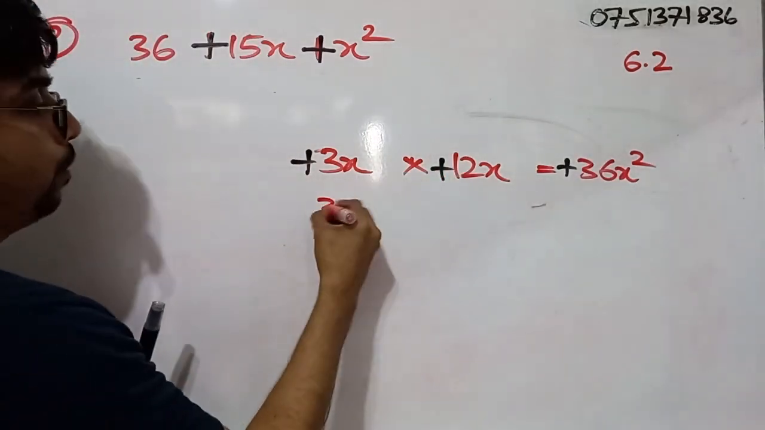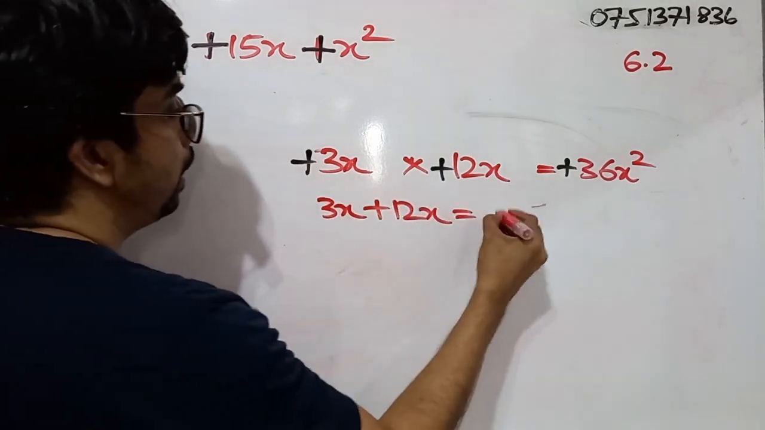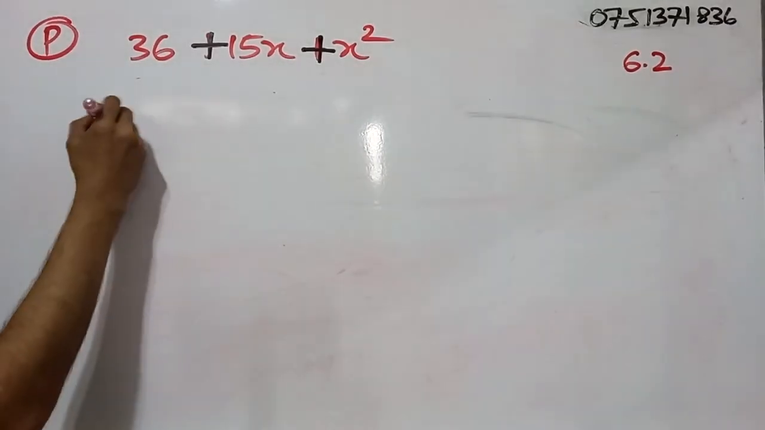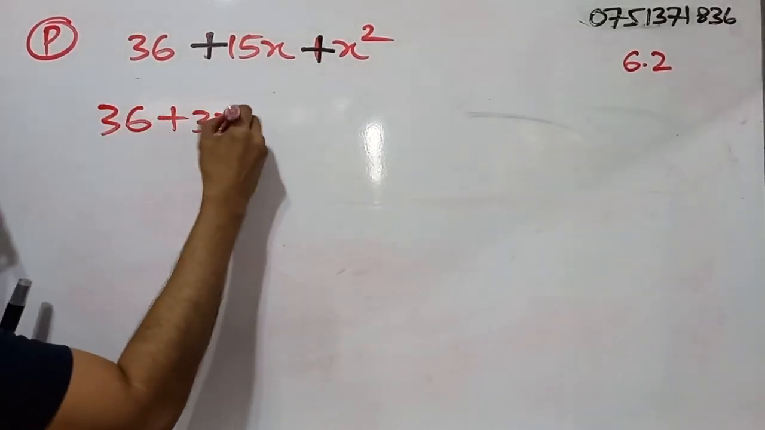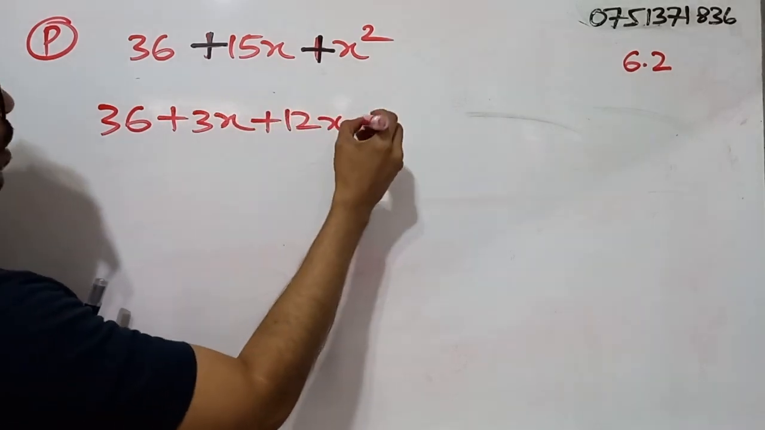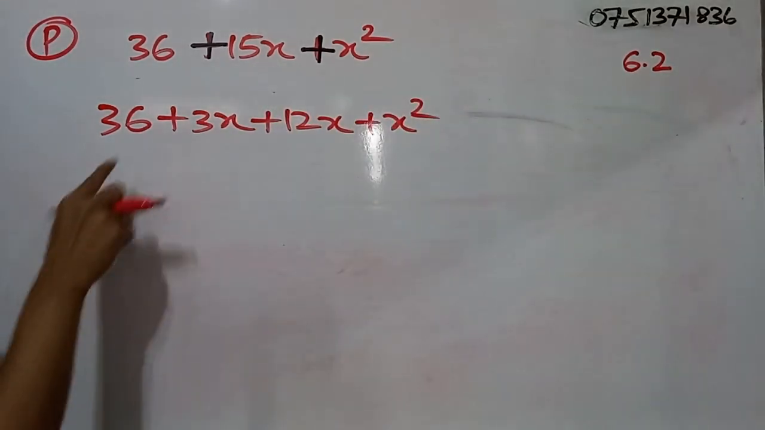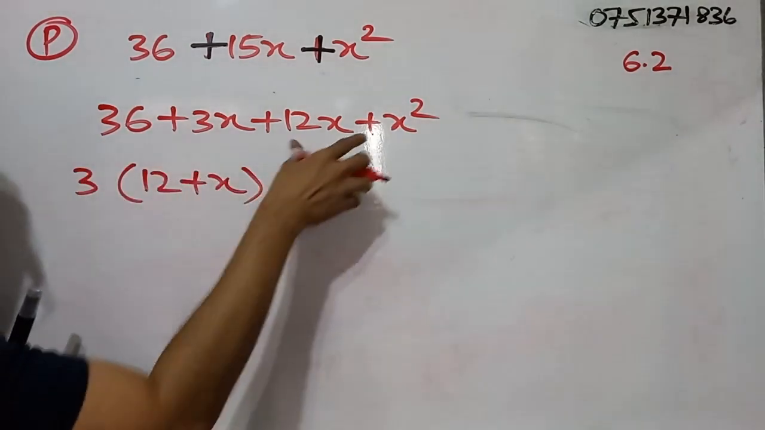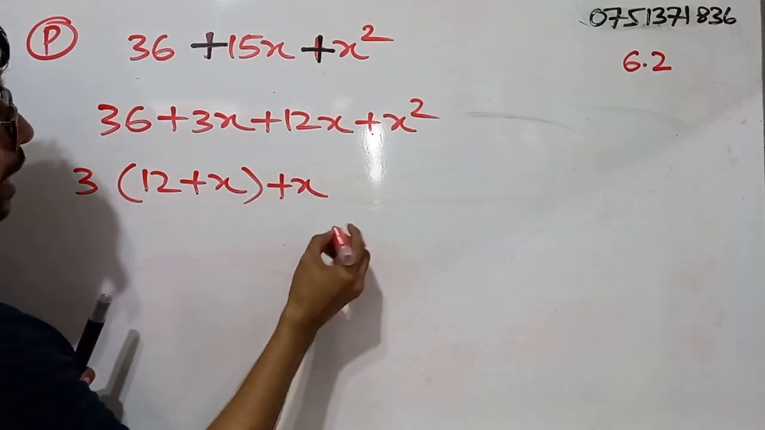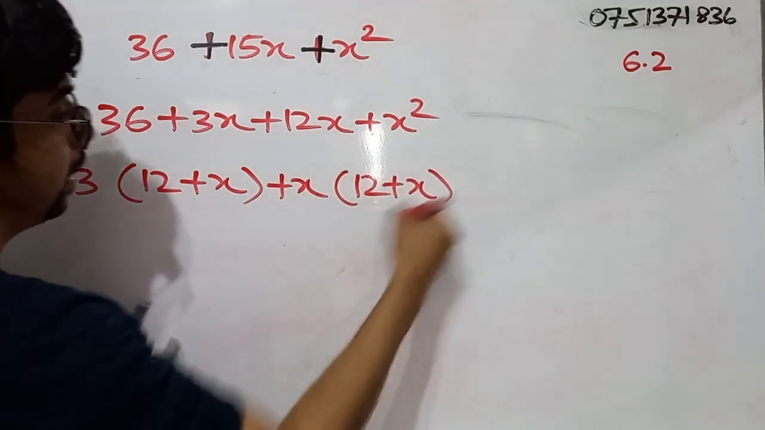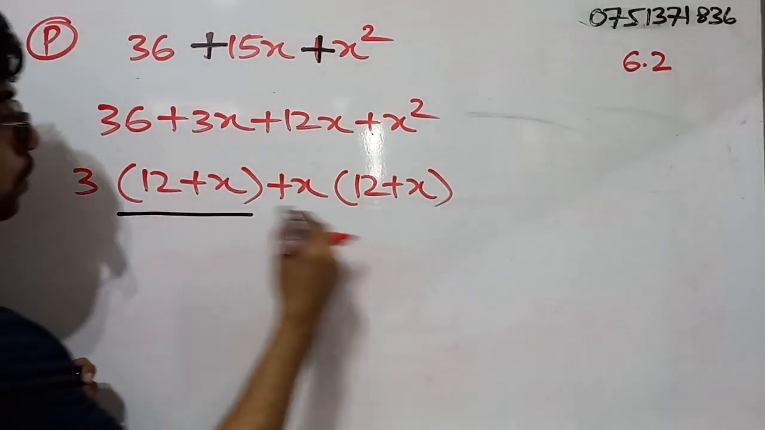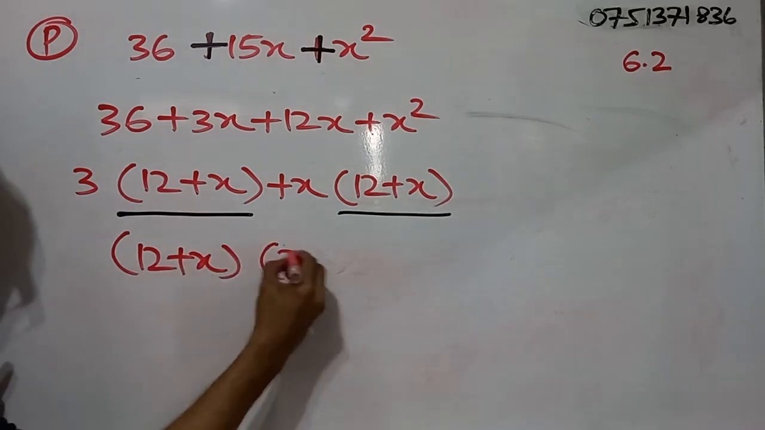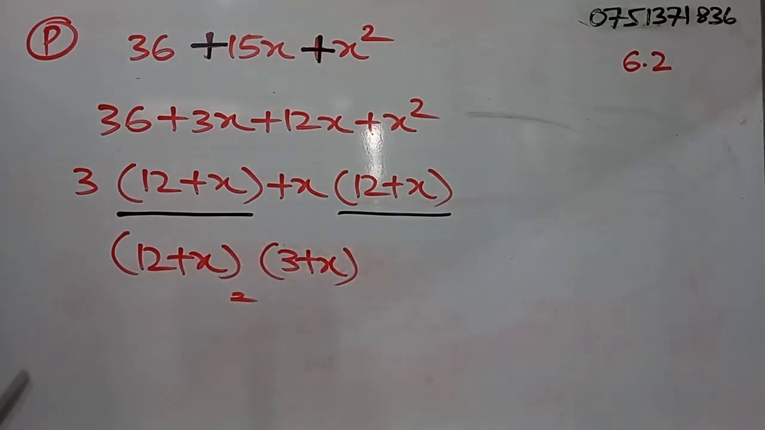When we add these two, what do we get? 3x plus 12x, we get 15x. So the two factors are correct. Right. So 36 plus 3x plus 12x plus x square. Consider these two, the common factor is 3. So 12 plus x. Consider these two, the common factor is x. So 12 plus x. Now these two expressions are common. So 12 plus x and 3 plus x. So this is the answer.